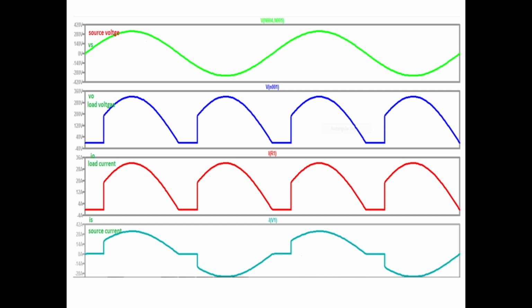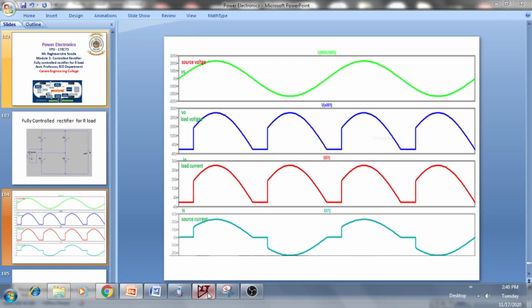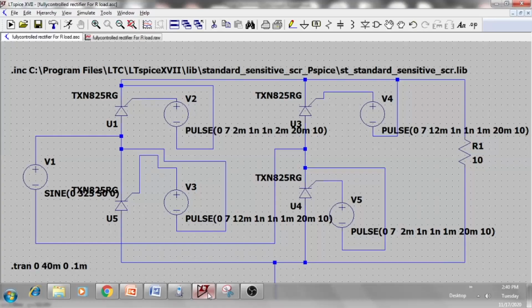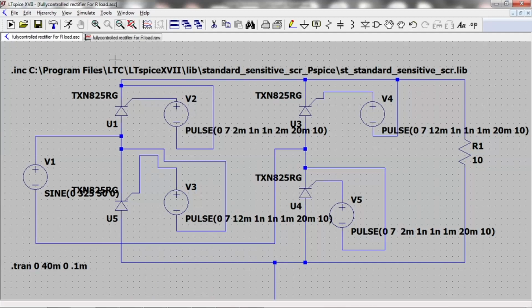Okay, I will go to the LTspice simulation. See here, try to understand. This is an AC source. It is connected to this SCR bridge. 4 SCRs are there. See here, in your previous circuits I have not shown the gate voltage just for simplicity. Here I have shown it, because if you want to implement such rectifiers, we require 4 such gate voltages.